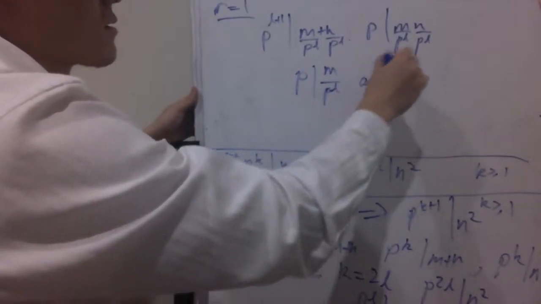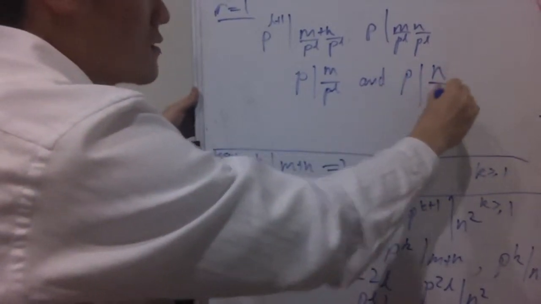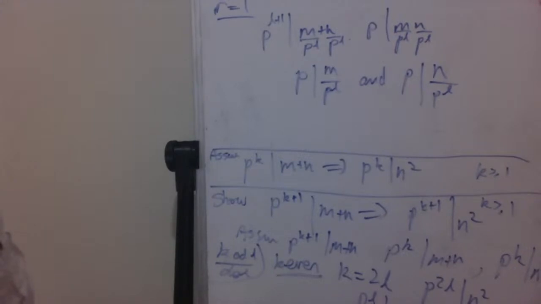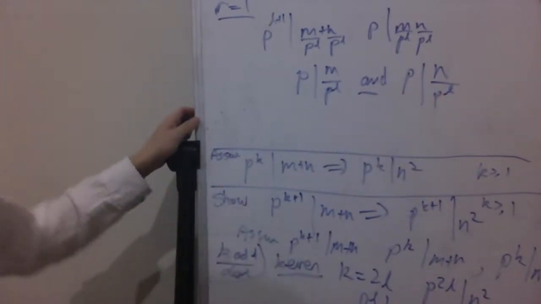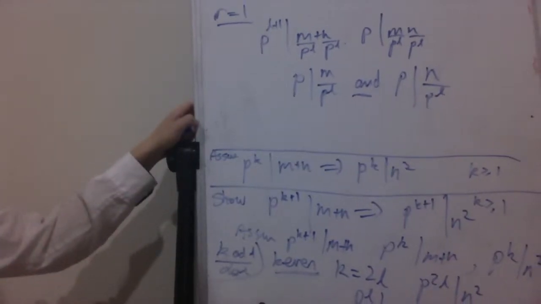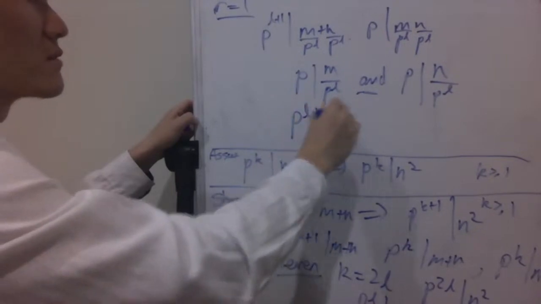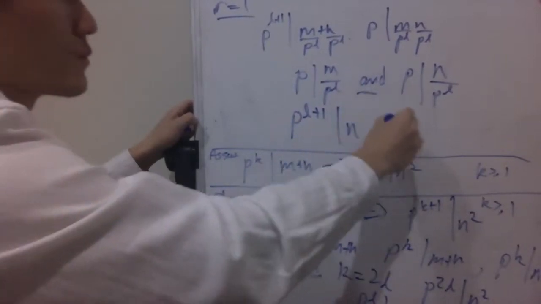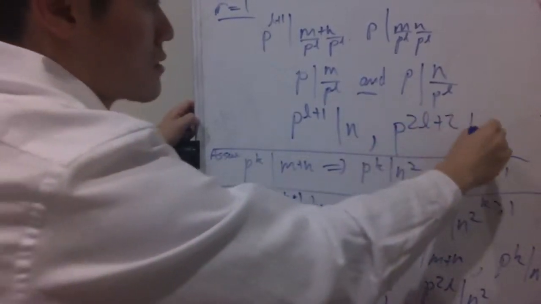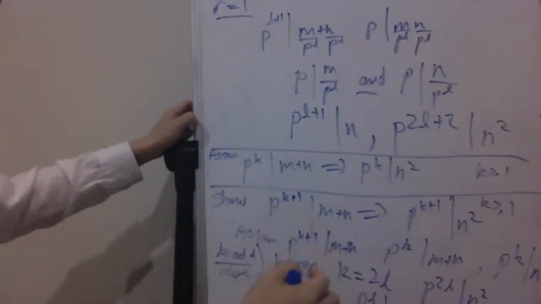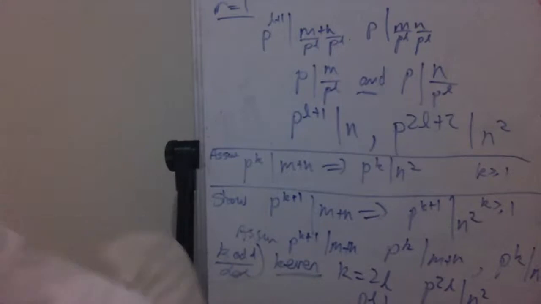But in particular, since the problem is stated for N, it divides N over P to the L, yeah? So if P divides N over P to the L, then P to the L plus 1 divides N, right? And then P to the 2L plus 2 divides N squared. That's K plus 2, so K plus 1 is also. P to the K plus 1 is even. You can't get to the odd one by themselves. So P to the K plus 1 divides N squared as required.